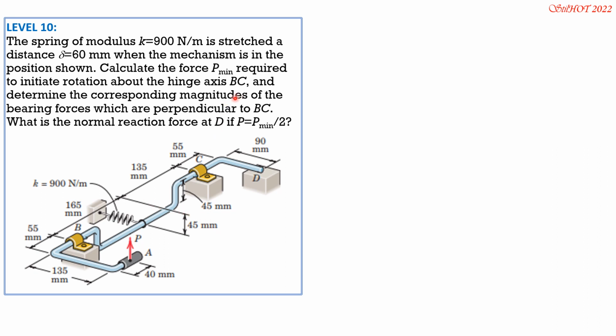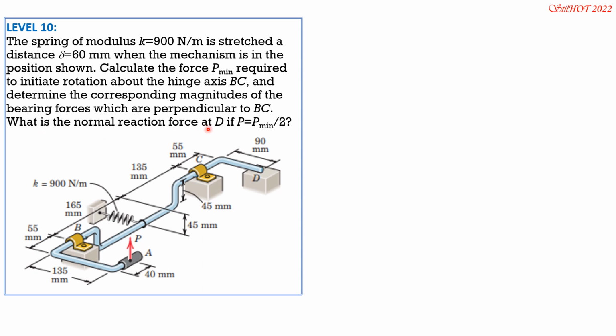And determine the corresponding magnitudes of the bearing forces at B and C, of course, which are perpendicular to BC. So along BC, no force. It's free to slide. That's why there's no friction force, although it's not mentioned here. But it is mentioned that the forces at the bearings are perpendicular to BC.